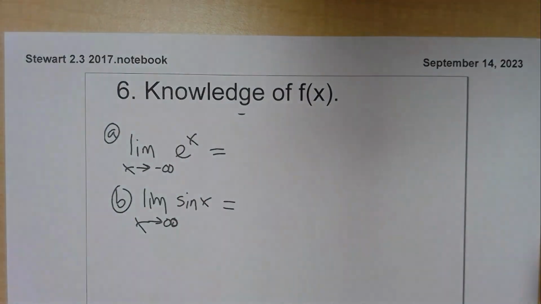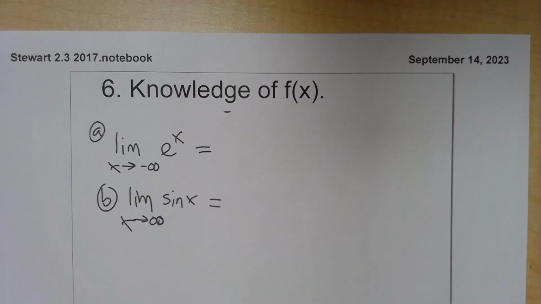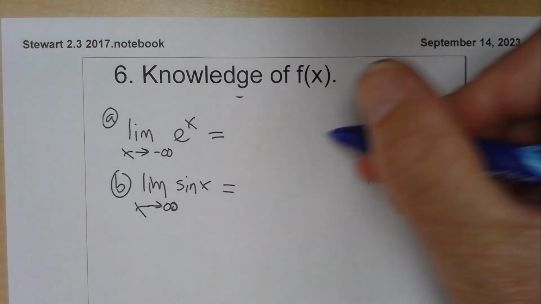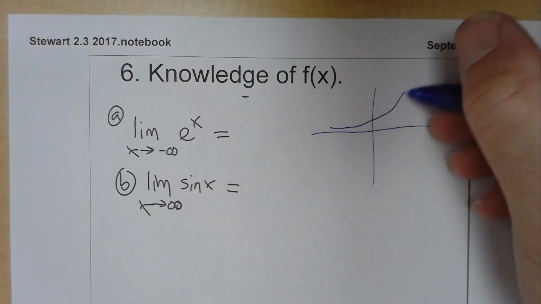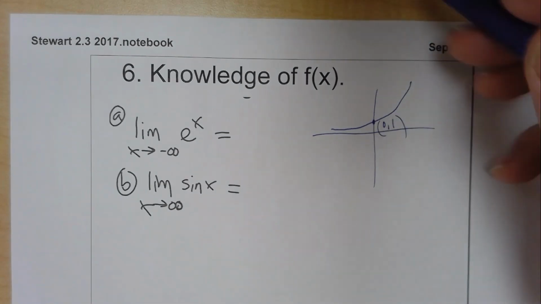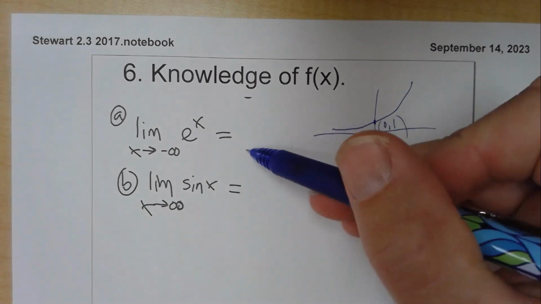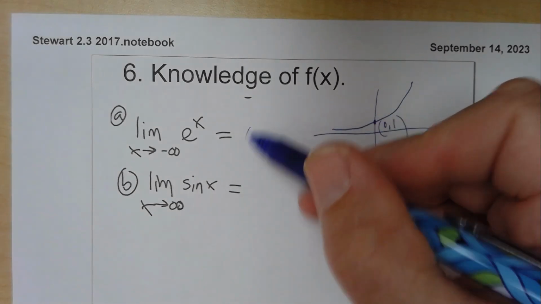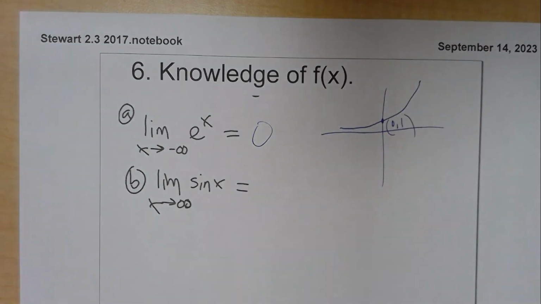Knowledge of functions helps you solve limits. So this is e to the x. What do we know about e to the x? It's an exponential function. It goes through 0, 1. Well, if you're going to negative infinity, what's it doing? It's heading towards 0.